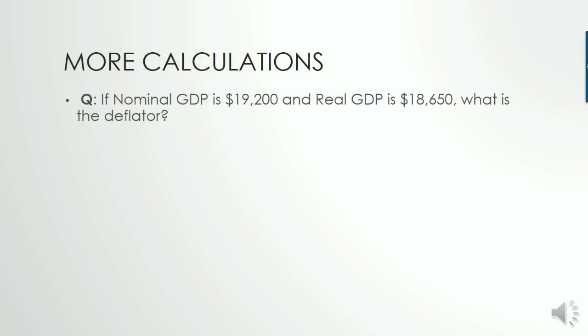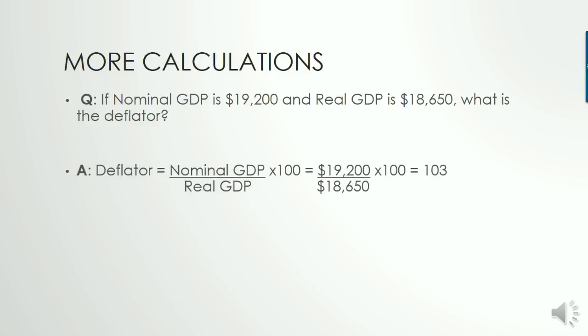Good? You think you got it? Alright, let's see what you got. Here is our answer. Deflator equals nominal over real times 100, which equals 19,200 over 18,650 times 100, which gives us a deflator of about 103. That was a rounded answer, by the way. So hopefully you got that. Pretty straightforward again. If you didn't, just rewatch the video.